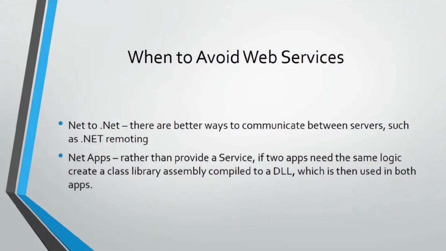When to avoid web service. .NET to .NET, there are better ways to communicate between servers, such as .NET remoting. .NET remoting is a Microsoft application programming interface for inter-process communication released in 2002 with the 1.0 version of .NET framework. .NET apps, rather than provide a service, if two apps need the same logic, create a class library assembly compiled to a DLL, which is then used in both apps.